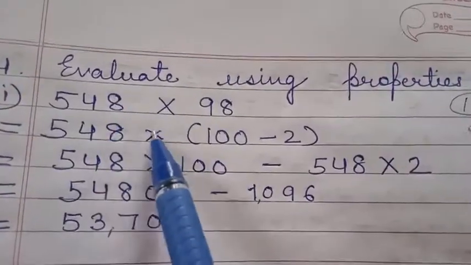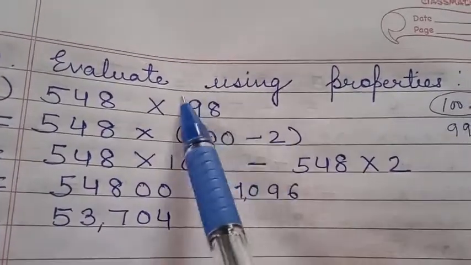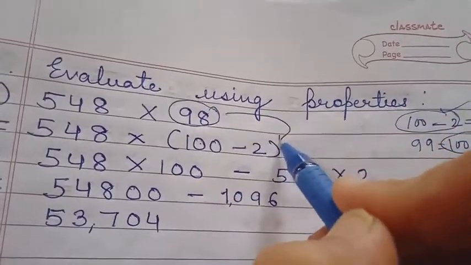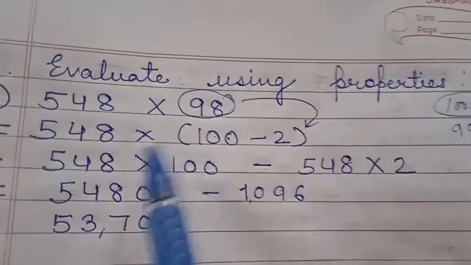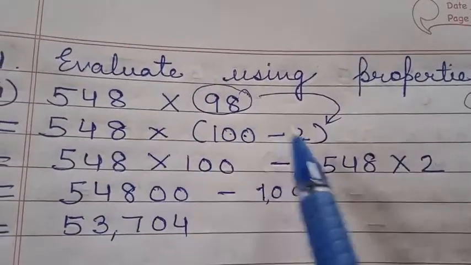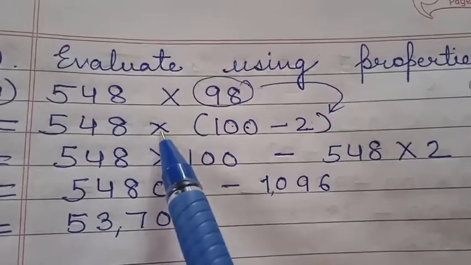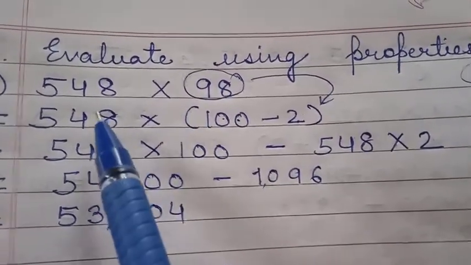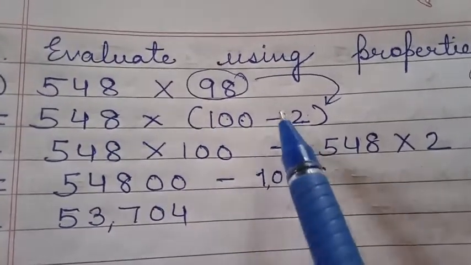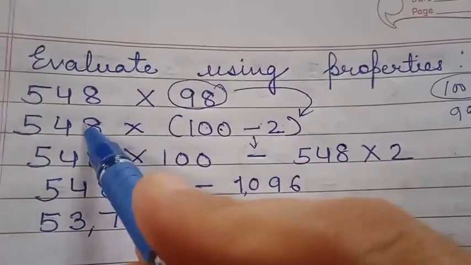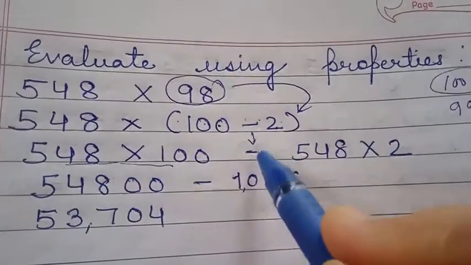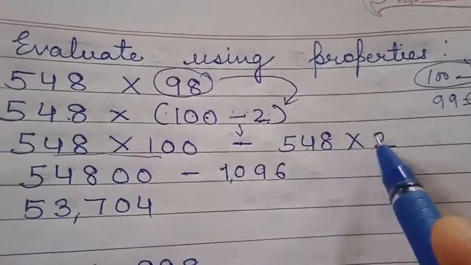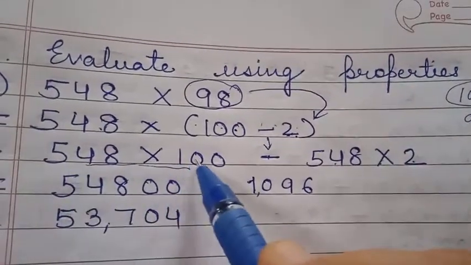So 548 multiplied by 100 minus 2. 98 is converted and written as 100 minus 2 to make our work easier. So 548 multiplied by 100 minus 2. I have written it here. You can see the opening of the bracket we have to do here. So 548 multiplied by 100 minus, this multiplied by this I have written here, this minus, and after that 2 is left. So 548 multiplied by 2.